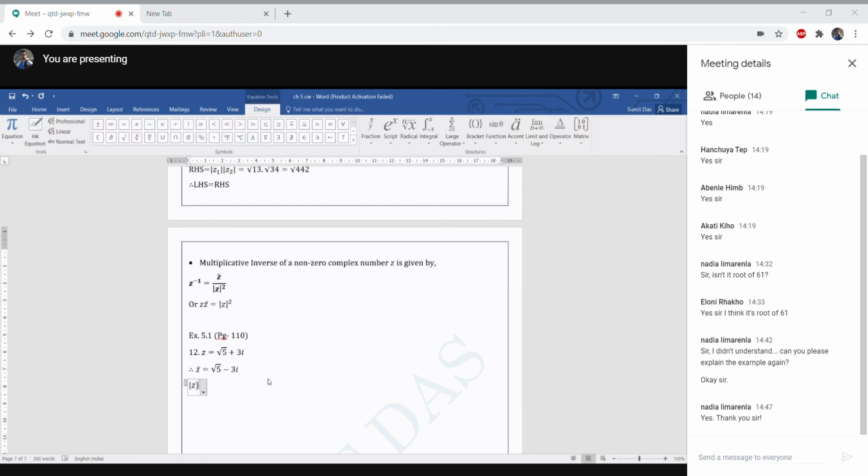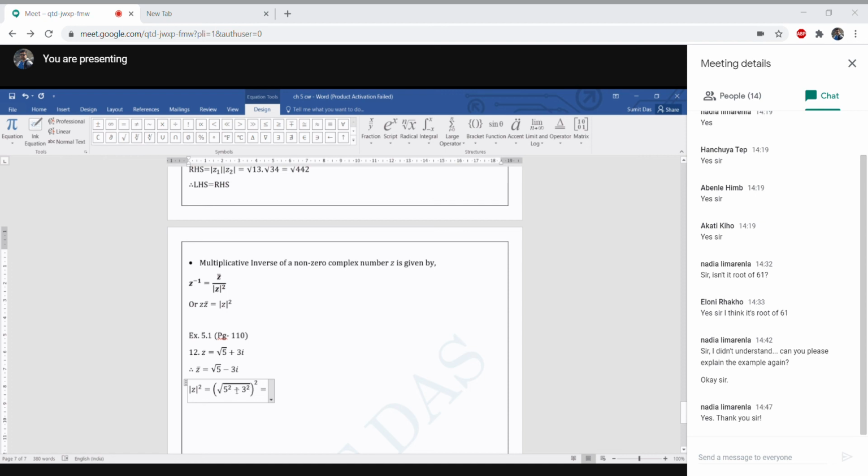z bar will be square root of 5 square plus 3 square. Or you can write z bar square. You can directly write z bar square, so you can put a bracket here and outside also a bracket square. One thing we can see: the outside square and this square root will cancel. So inside will be 5 square plus 3 square.